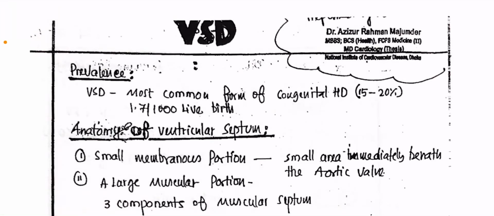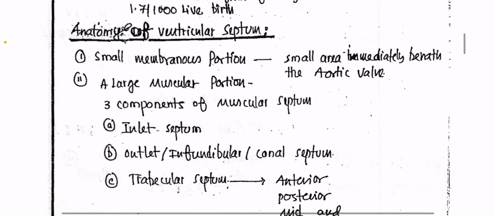VSD, ventricular septal defect. VSD is the most common form of congenital heart disease, 1.7 per 1000 live births, 15 to 20%. Now, what is the anatomy of the ventricular septum?